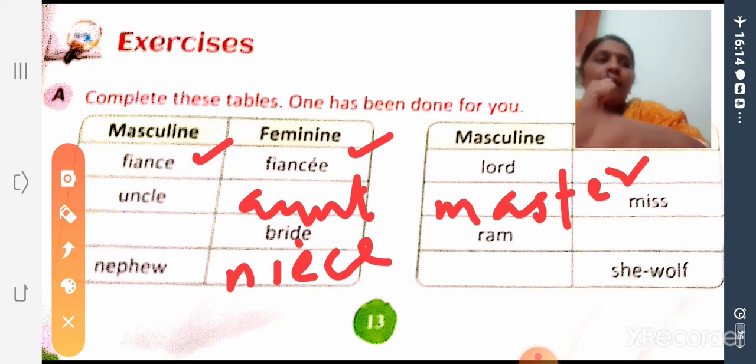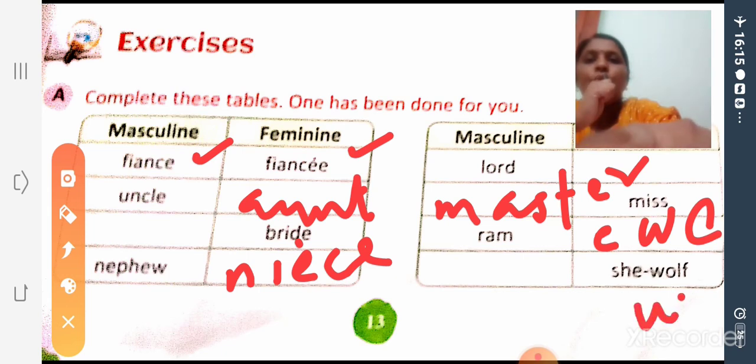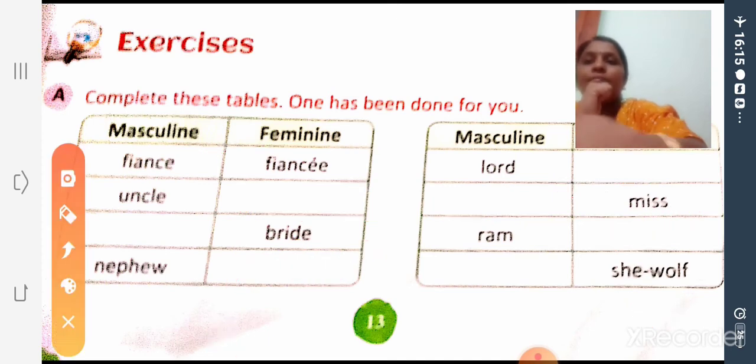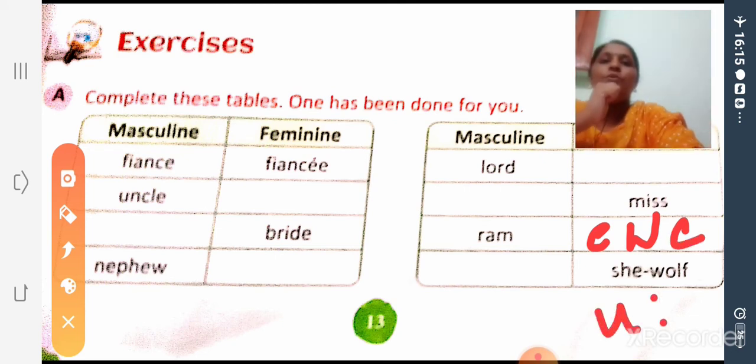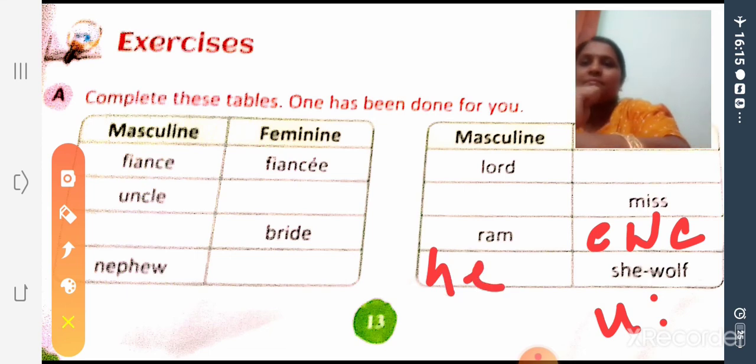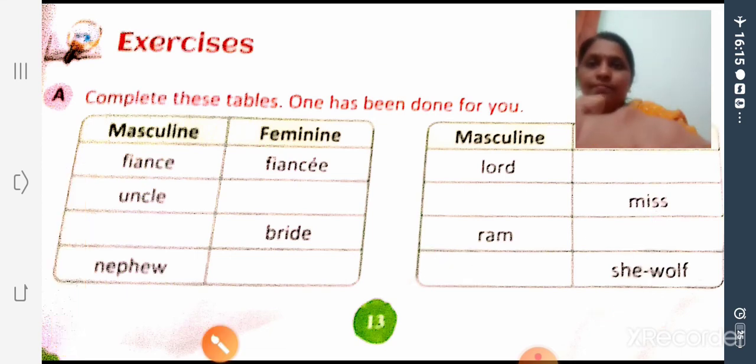Then ram. Ram is E-W-E, and its pronunciation is U. Ewe, with two dots, U. What is ram? Ram is the male, and ewe is the female. Then she-wolf, he-wolf. Okay, so write all these answers in your grammar book.